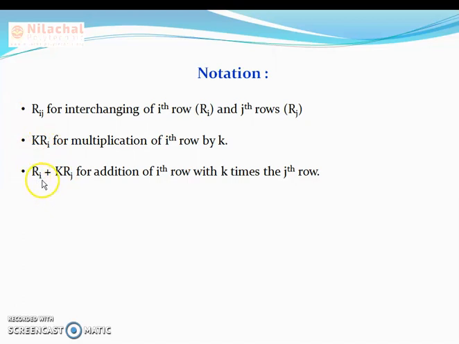Then the third point is Ri plus k Rj, for addition of the ith row with k times the jth row. Suppose Ri is your first row, Rj is your second row. If you want to add 2 times the second row to the first row, it will be written as R1 plus 2R2. So in general, Ri plus k Rj. Likewise, you can add two rows by multiplying by some constant. Clear? So this is the notation you have to use at the time of solution.